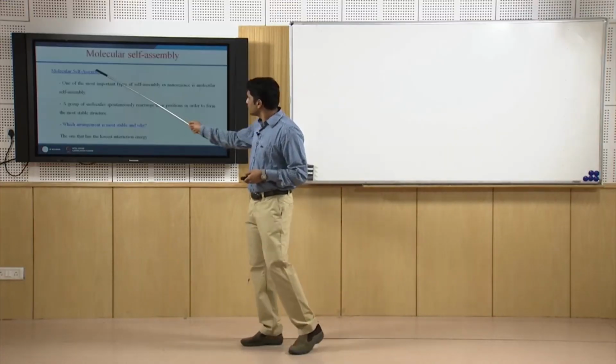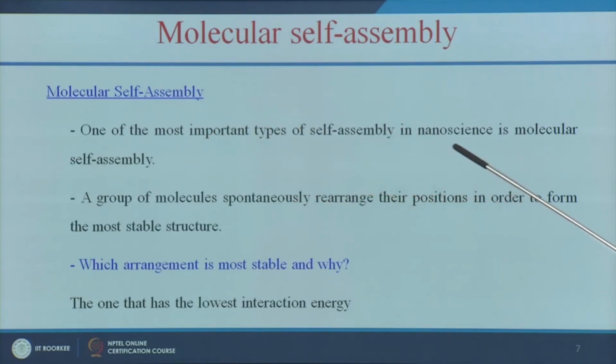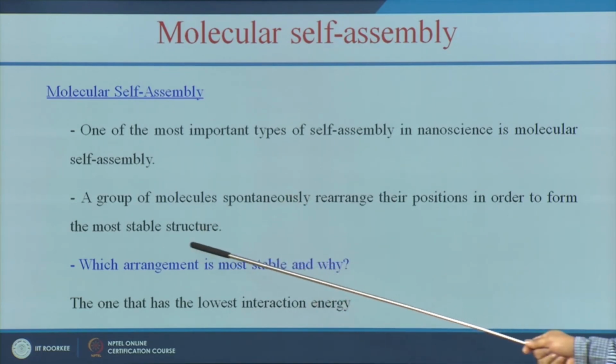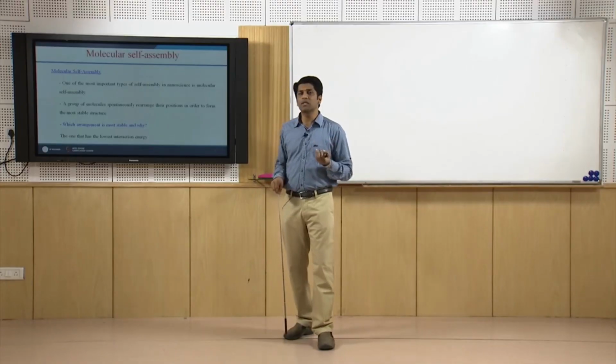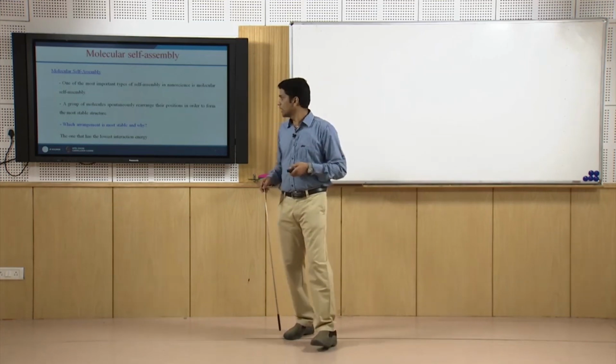So let us see what is molecular self assembly. One of the most important types of self assembly in nanoscience is molecular self assembly. So here the group of molecules spontaneously rearrange their positions in order to form the most stable structure. Okay. So which arrangement is most stable and why? So here the one which has the lowest interaction energy is the most stable. So usually nature favors what requires low interaction energy and also gives a highly stable structure. Okay.